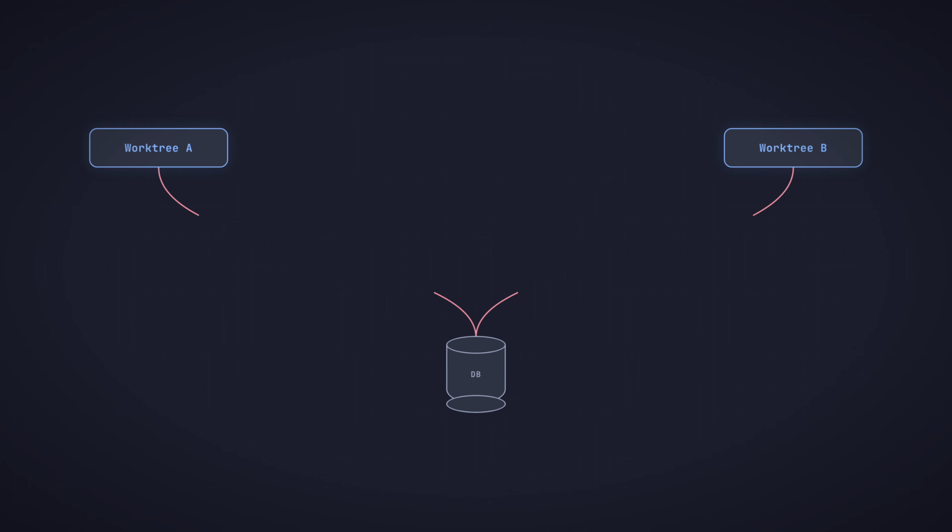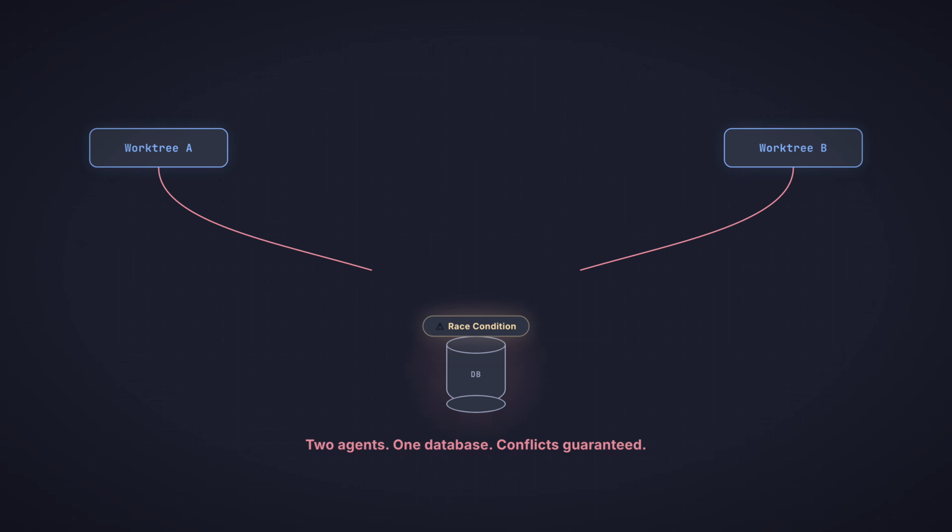A Rails app running in a WorkTree still points at the same development database and the same test database as your main checkout. So you can picture this: 2 agents running your test suite at the same time. One agent inserts test data. The other agent's assertions fail because the data doesn't match what it expected. Now you get flaky tests and data collisions, as well as corrupted state.